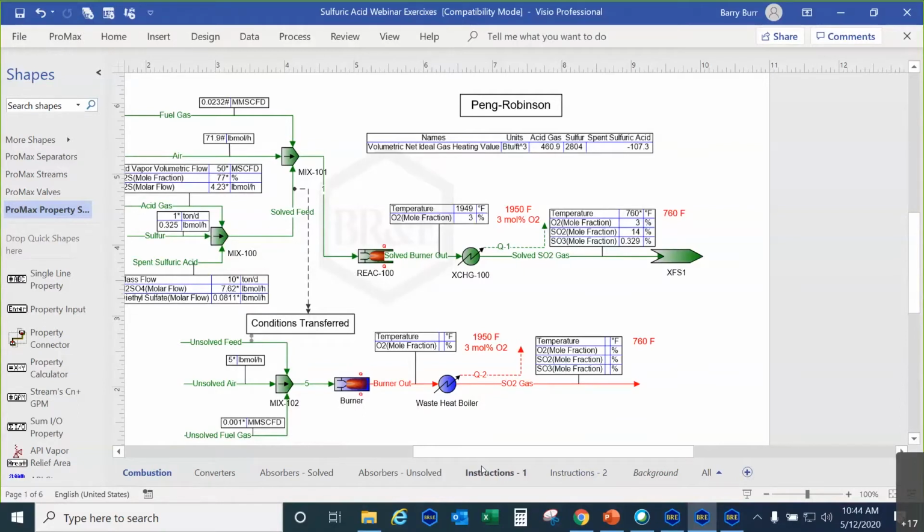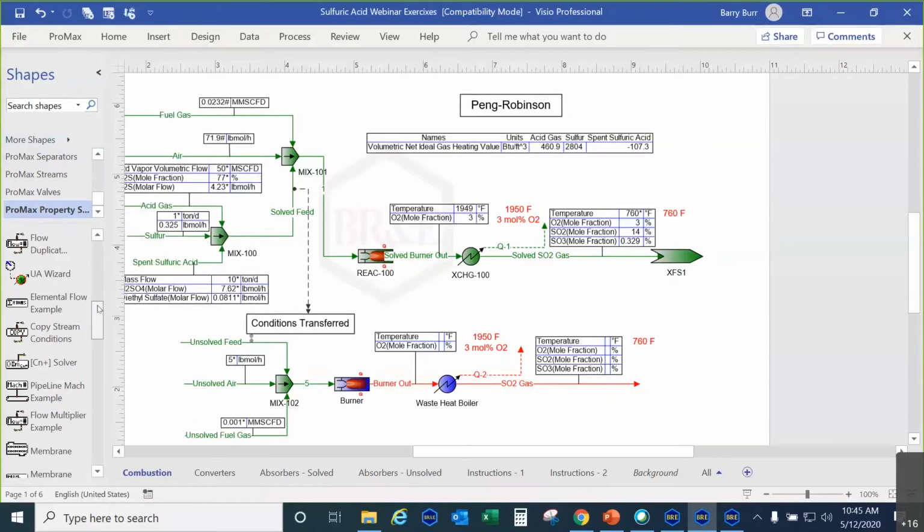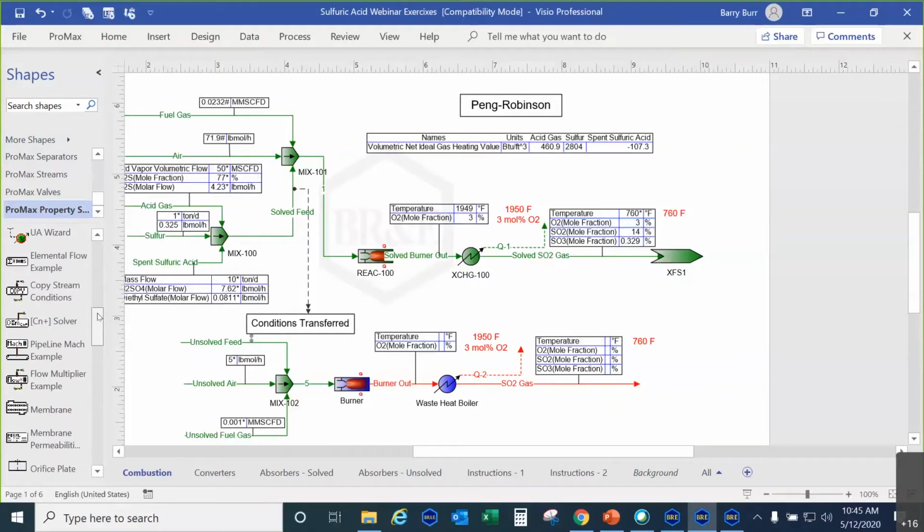So we're going to start on the combustion flow sheet. There is a solved case that we could use for reference. There is this property stencil shape that I'll show you real quick how to find. There's a stencil that's not always checked on. It's never checked on a new project when you open it, but you have to check more shapes and check this to access this property stencil list. But in here, there is a shape called copy stream conditions.